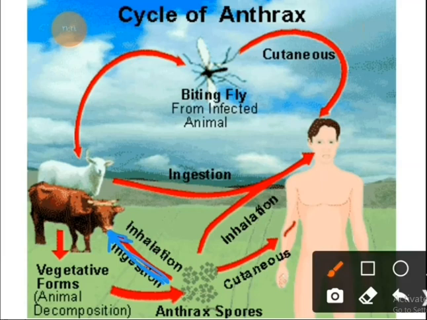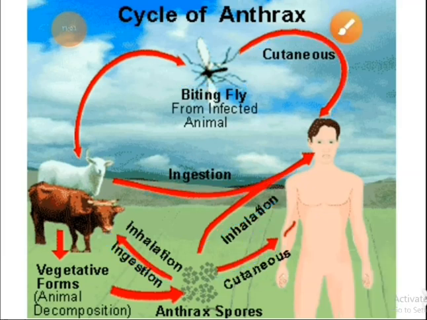Anthrax is endemic in developing countries, and humans become infected incidentally by contact with infected animals or their products, or sometimes by insect bites. There are 4 types of anthrax infecting humans: cutaneous, ingestion, inhalation, or injectional anthrax.